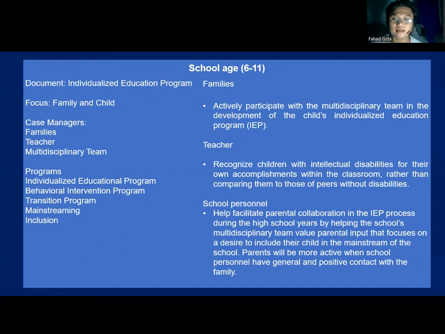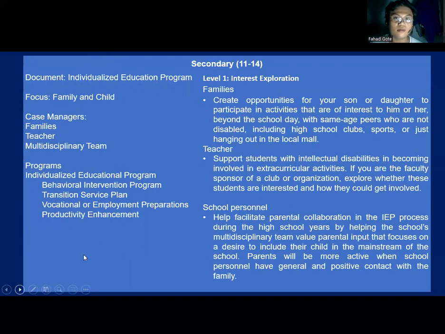So next, for the secondary level, it's about interest exploration. So the program is the individualized education program and includes behavioral intervention program, transition survey plans, vocational or employment preparation, and productivity enhancement. For the families, create opportunities for your child to participate in activities that interest them.